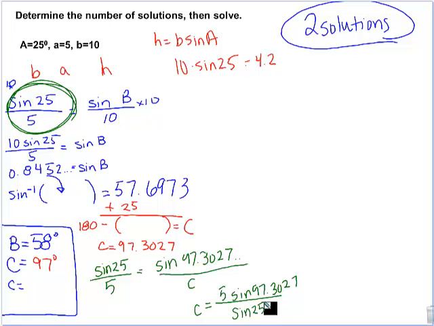We are multiplying by the reciprocal. So the reciprocal of sine of 25 over, right here, this reciprocal is 5 over sine of 25, right? So we multiply by the reciprocal. That gets this gone. Then we multiply by C, so that C is over here. And these are just proportions, that's all they are.